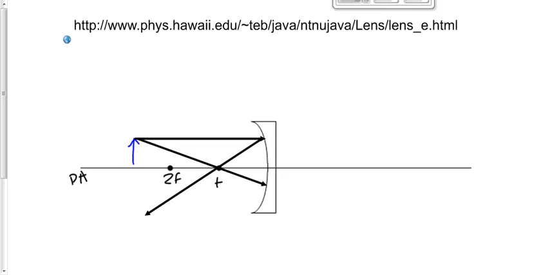Where do you think it's going to reflect? If we go parallel then through the focal point, then where do you think it's going to go if we go parallel first? Through the focal point first. It's going to reflect parallel to the principal axis. So the first ray is parallel down through the focal point.